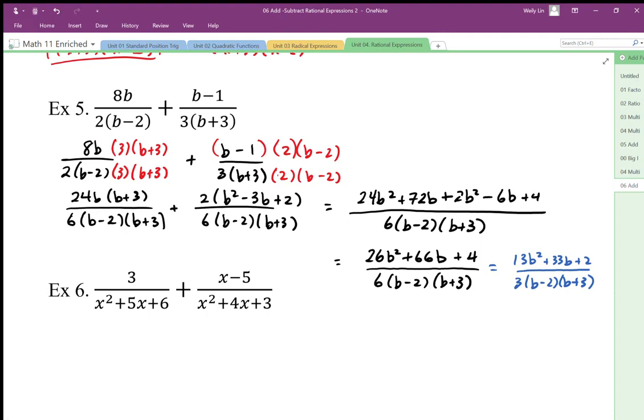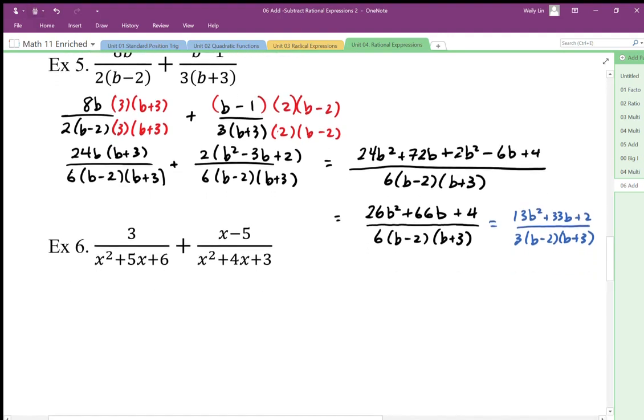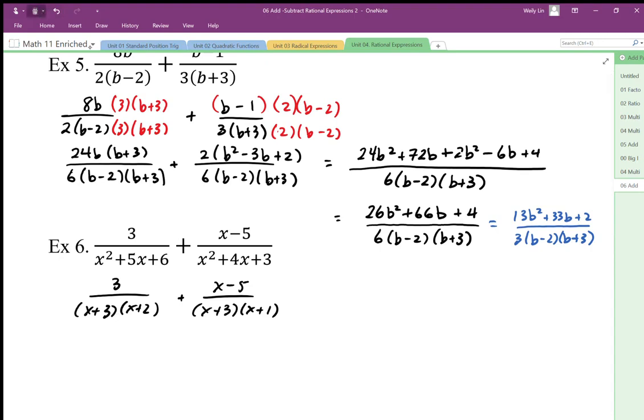Okay, so for this next one here, we want to again factor, and if we can, simplify the fraction first. So here I'm going to end up with 3 over x plus 3, x plus 2, plus x minus 5 over x plus 3, x plus 1. Okay, so the common denominator here will be x plus 1, x plus 3, x plus 2.